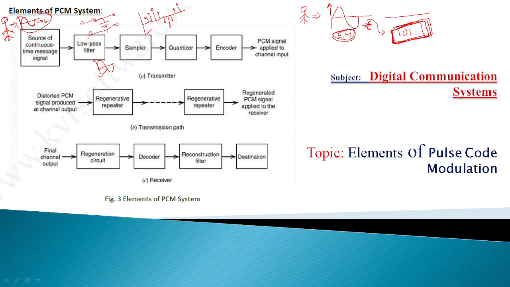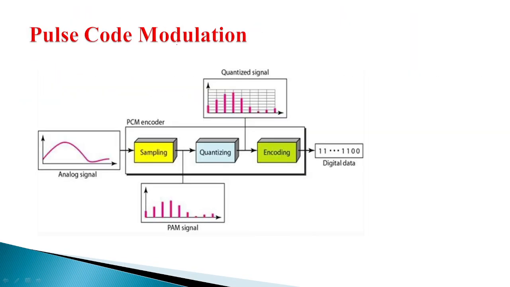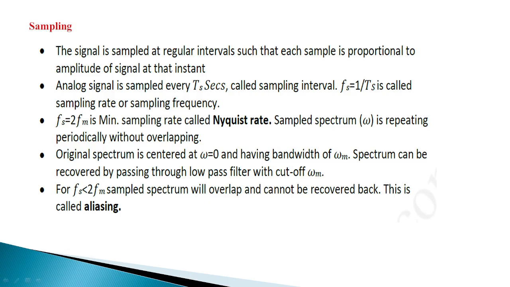This is the sampling process; I will tell you anyhow. The sampling rate should be greater than or equal to 2 FM. Then only we can get the exact signal without any distortion. If it is less than 2 FM, you may get a distorted output. That is the reason for the sampling rate requirement.